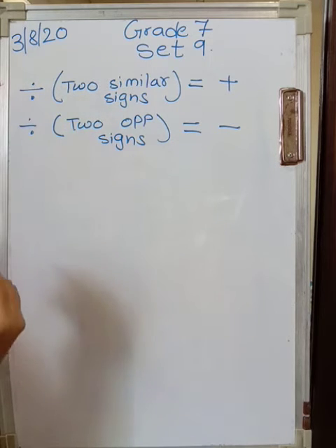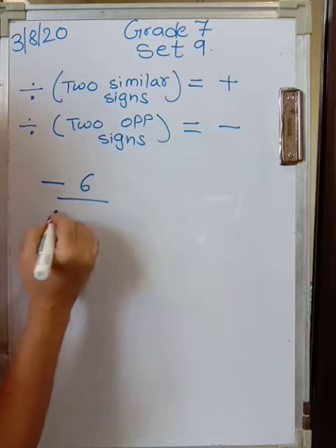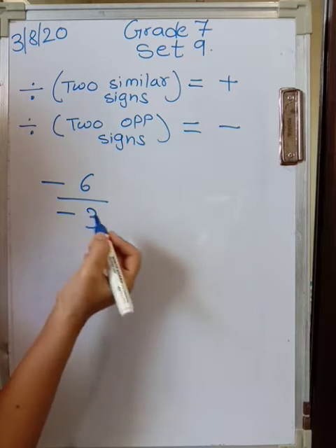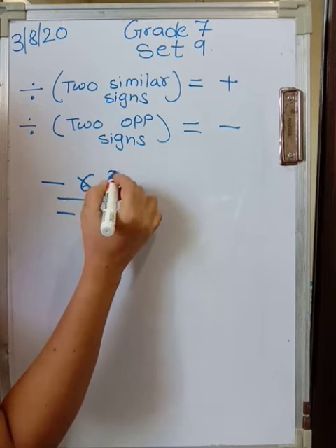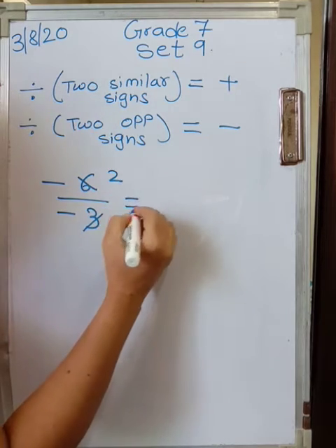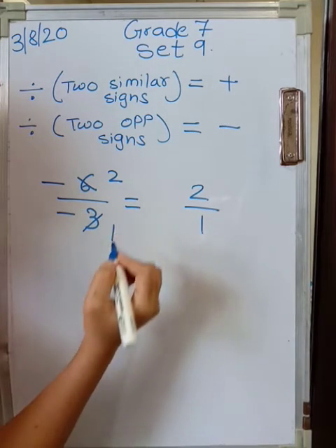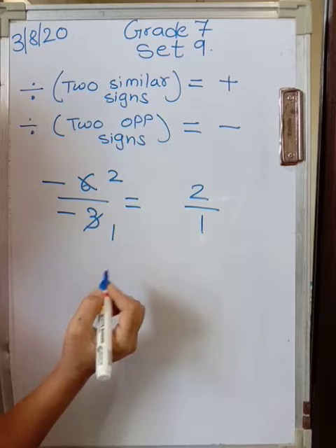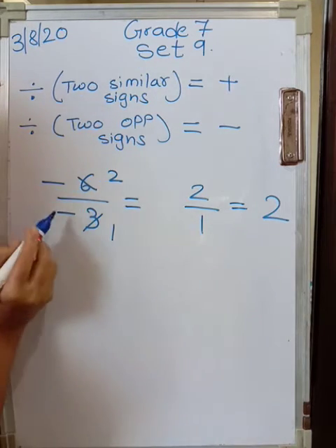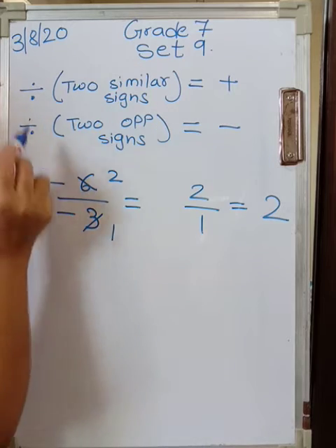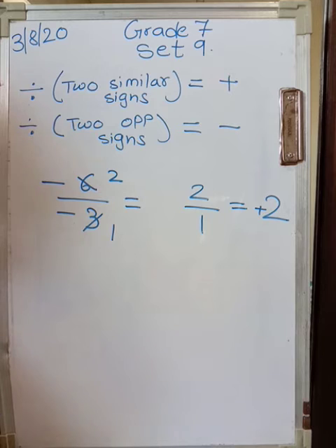One thing you have to remember, students: if it is minus 6 divided by minus 3, how do you normally do the division? 3 ones are 3 and 3 twos are 6, and so your answer will be 2 upon 1. Now let us think which sign we have to give to the answer. 2 upon 1 is nothing but 2. We have not yet given the sign. Here there are two similar signs, so division of two similar signs is always positive. So your answer will be plus 2.